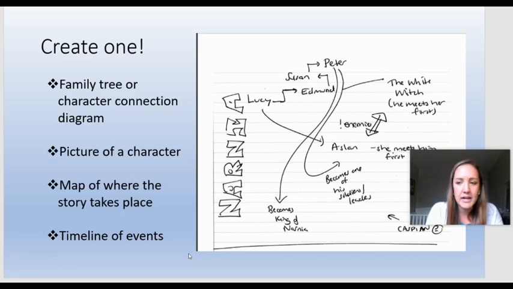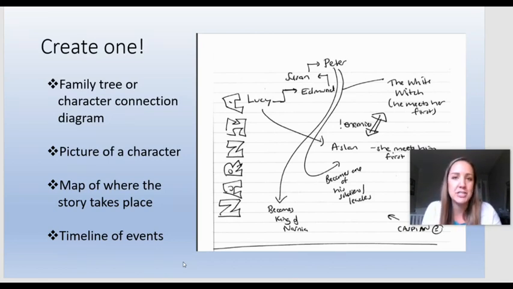All right. Some other options of text features that you could create. How about a picture of a character? Maybe there's a really interesting character in your book that you want to create a picture of. If I'm thinking of the Harry Potter series and the first time that I read it, I really wish I would have created a picture of what I imagined Hagrid to be, in my mind before the movie and everything came out, because I think that would be pretty interesting.